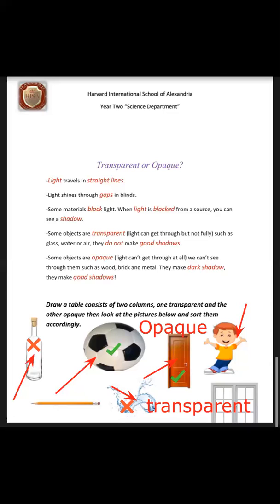The last picture is a picture of a pencil. Does a pencil allow light to go through? No, it doesn't. So it's opaque. It does make a good shadow. So you sort the pictures out and you put each picture in its right column.